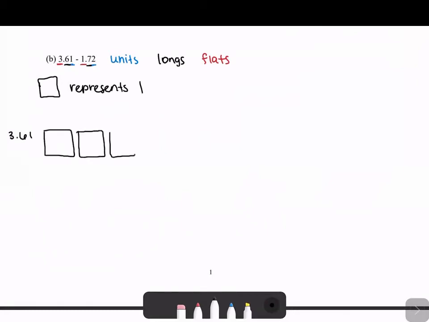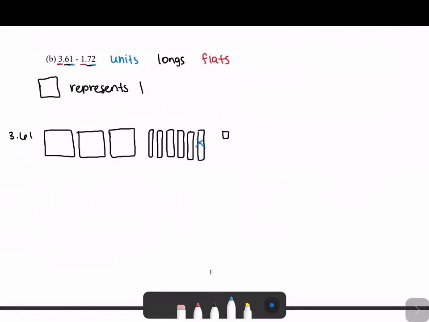So we have 3 flats to represent the value 3. We have 6 longs to represent the 6 in the tenths place. And lastly, we have 1 unit to represent the 1 in the hundredths place. And remember, when we use base blocks, now we're going to take things away. So we want to take away 2 units first. Well, we don't have 2 units to take away.